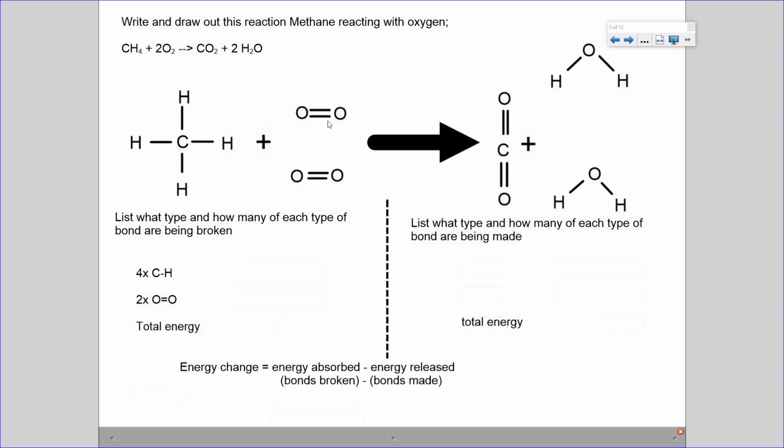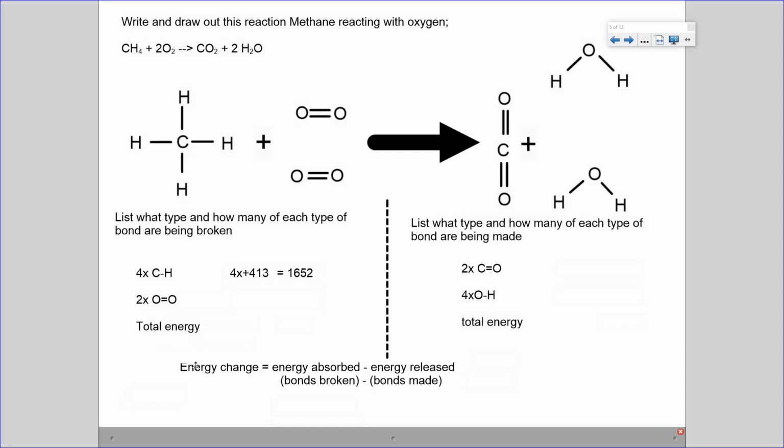Okay, so these are a double bond, so it's important that we note that. Okay, here we have 2 carbon-oxygen double bonds, and then we have 1, 2, 3, 4 oxygen-hydrogen bonds. Okay, so these are the bonds that are being broken, energy is going in. These are the bonds that are being formed, energy coming out.